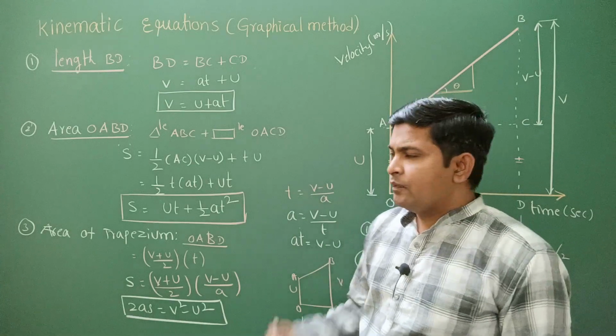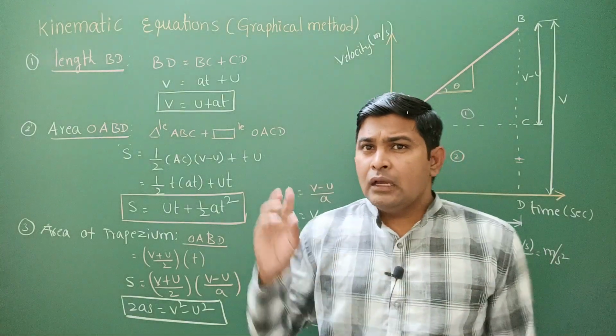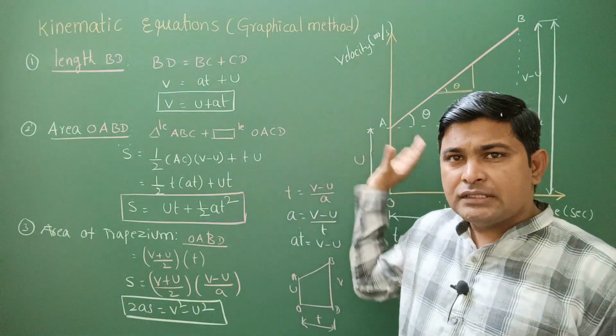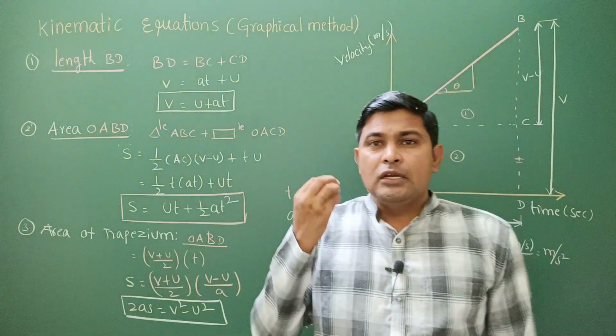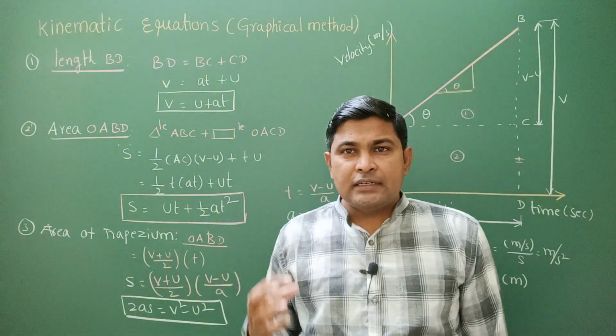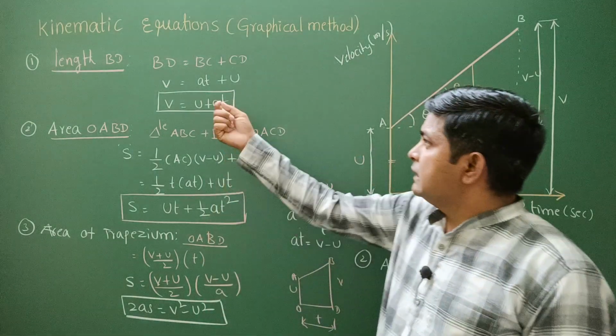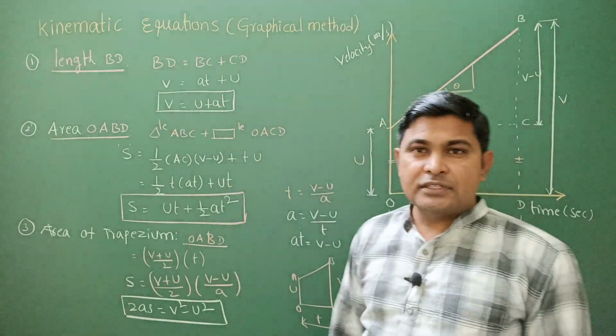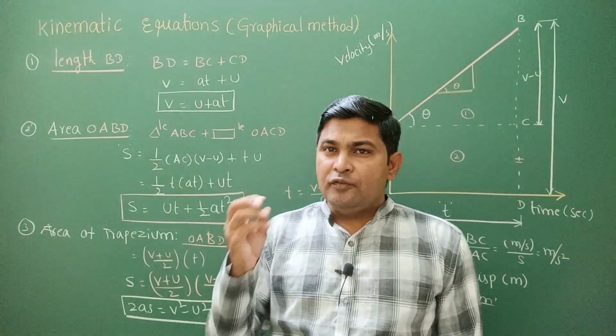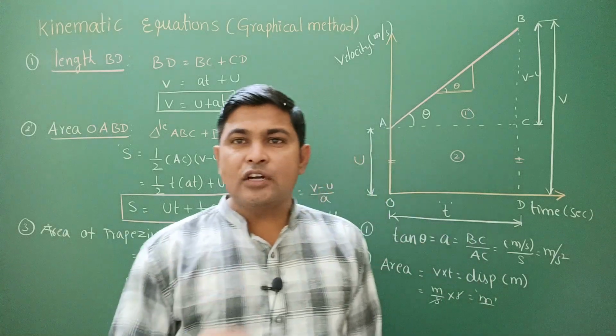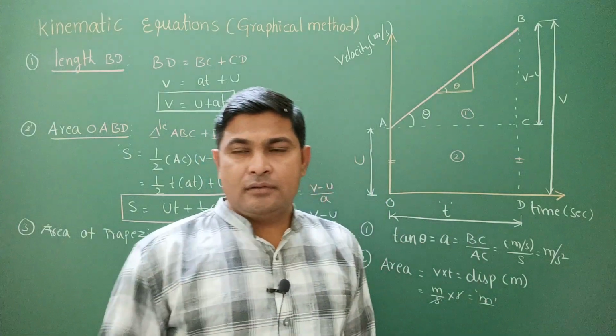But one more question: why have we taken the velocity-time graph instead of the position-time and acceleration-time graph for calculating the kinematic equations? Just think once, and if you know any reason, you can comment in the comment section.